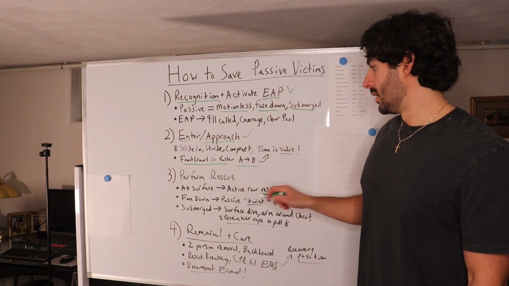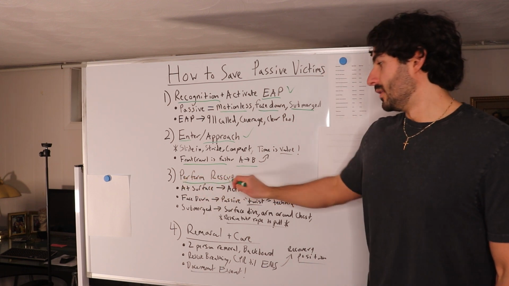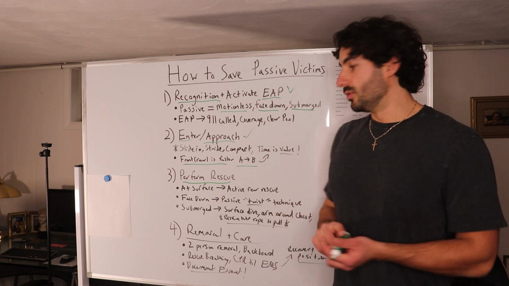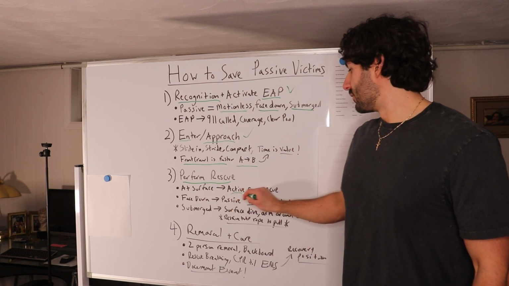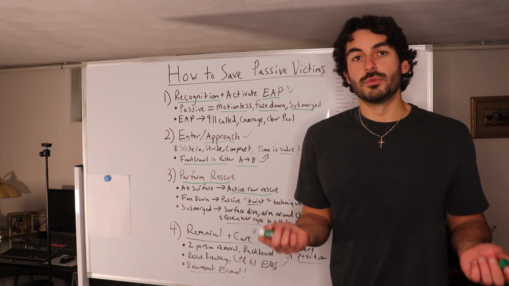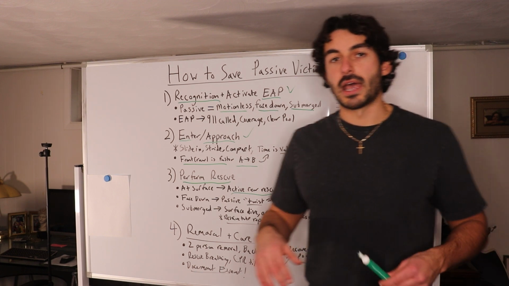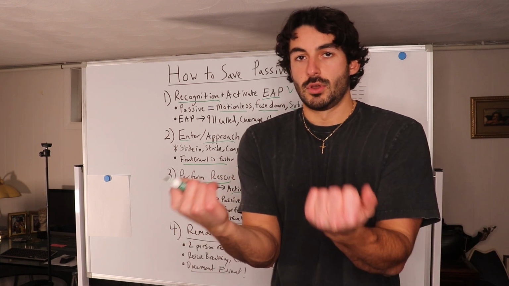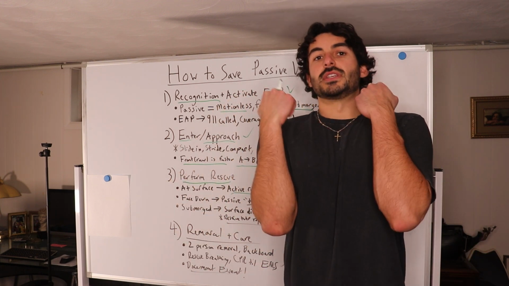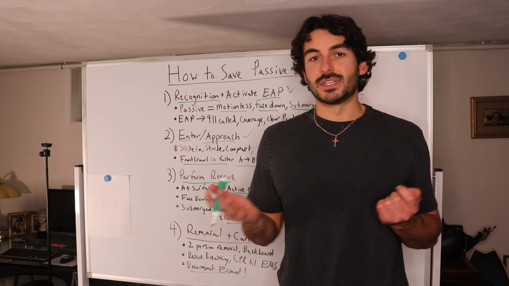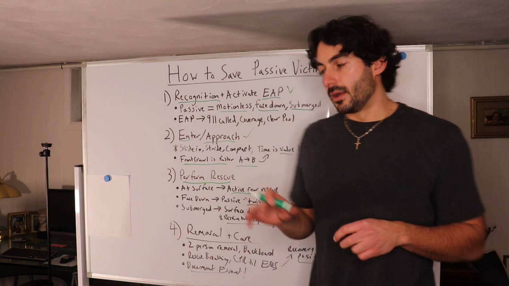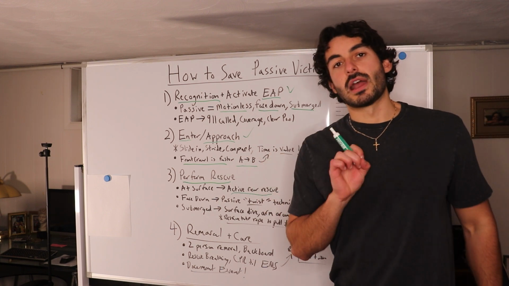Number 3 is you have to perform the rescue. Now, if this passive victim is at the surface, you can use the active rear rescue, like what you would do with an active victim. So if I'm passive and I'm at the surface, you can kind of go up to them as if they're an active victim, hook their arms, and kind of bring them to safety like this. And when you bring them to safety, I'll explain that in a second, because you can't just pull them out of the water. But you can use that technique if they're at the surface.